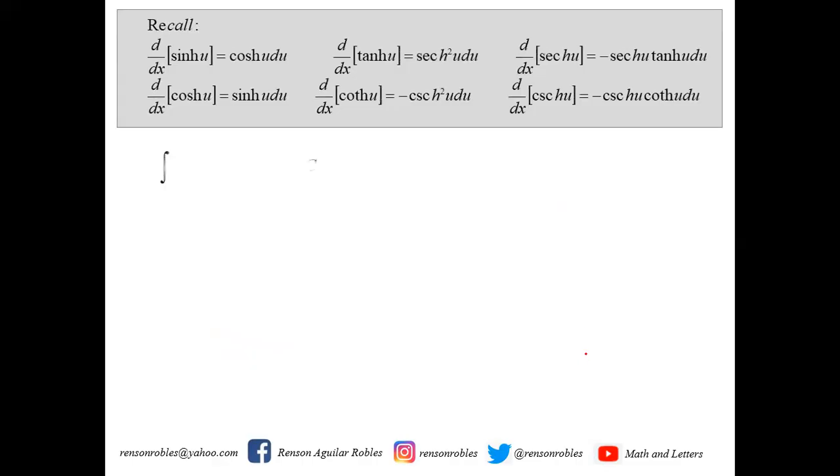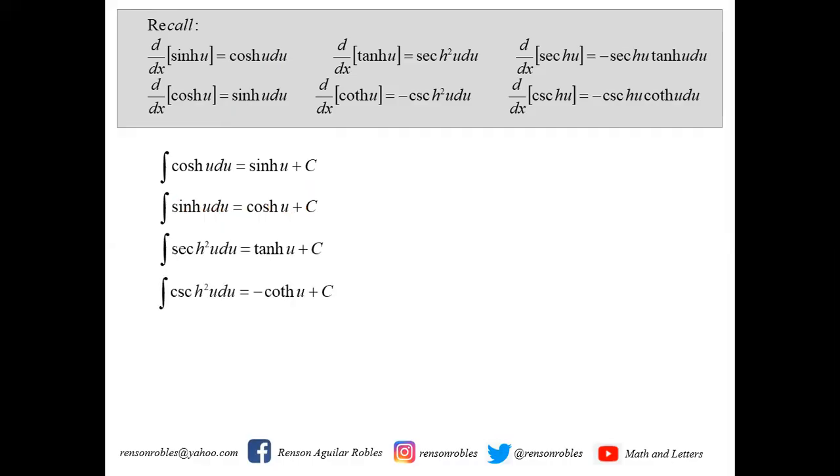Since the derivative of hyperbolic sine is cosh u du, it follows that the integral of cosh u du is sinh u plus c. Similarly, since the derivative of cosh u is sinh u du, it follows that the integral of sinh u du is cosh u plus c. You can also verify the following.